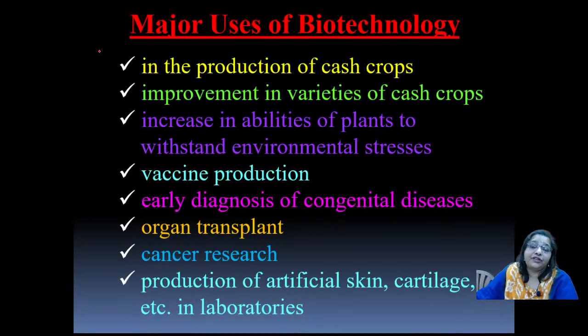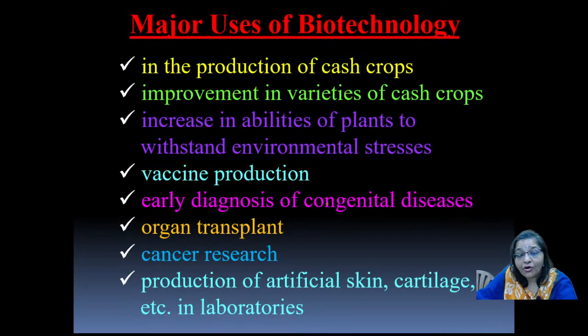Let us see the major uses of biotechnology. Biotechnology, of course, the basic methods of biotechnology are being used in the production of cash crops, improvement in varieties of cash crops, increase in the abilities of plants to withstand environmental stresses. The vaccine production nowadays, you know that vaccines are being produced in large quantities for COVID-19. So biotechnological processes are being utilized on large scale to produce vaccines.